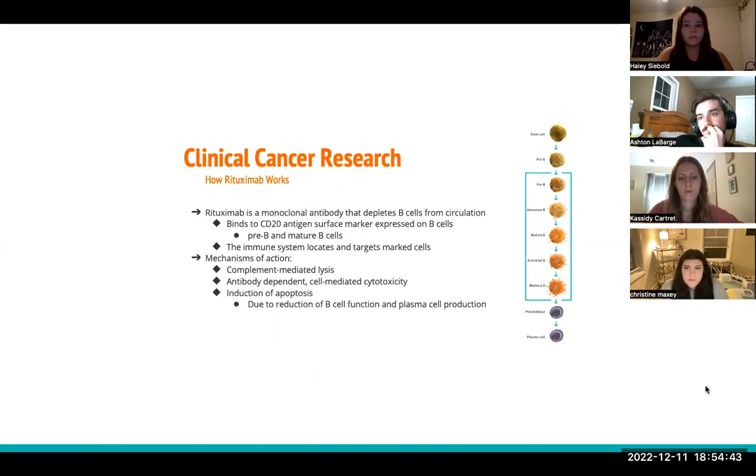Rituximab is a monoclonal antibody that depletes B cells from circulation. It binds to the CD20 antigen surface marker expressed on pre-B and mature B cells. The immune system finds the marked cells easier and kills them. The mechanisms of action thought to be involved are complement-mediated lysis, antibody-dependent cell-mediated cytotoxicity, and induction of apoptosis after binding to the CD20 antigen on the cell surface. Apoptosis occurs due to the B cell's function reduction or reduction in plasma cell production.